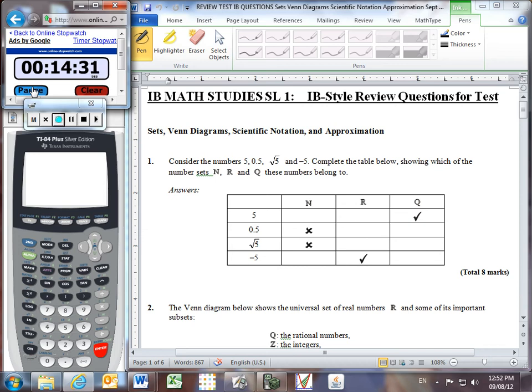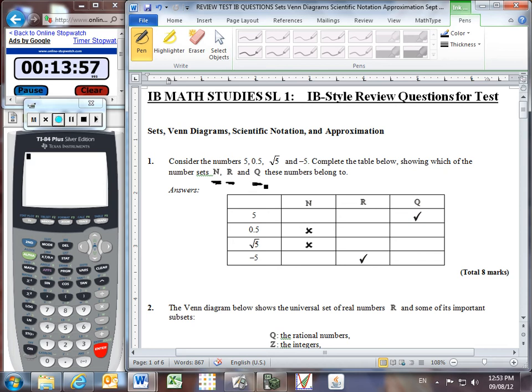We've been given these four numbers, 5, 0.5, the square root of 5, and negative 5. And we need to determine which number sets they belong to. So first let's just look at some terminology. The N means the natural numbers, and you can think of those as 0, 1, 2, 3, 4, etc. The real numbers, that's everything. Every imaginable type of number that you will ever see in this course, no matter how strange the number looks, it will be a real number.